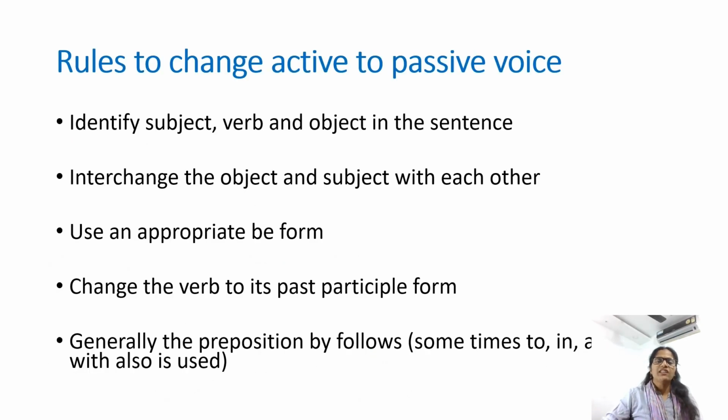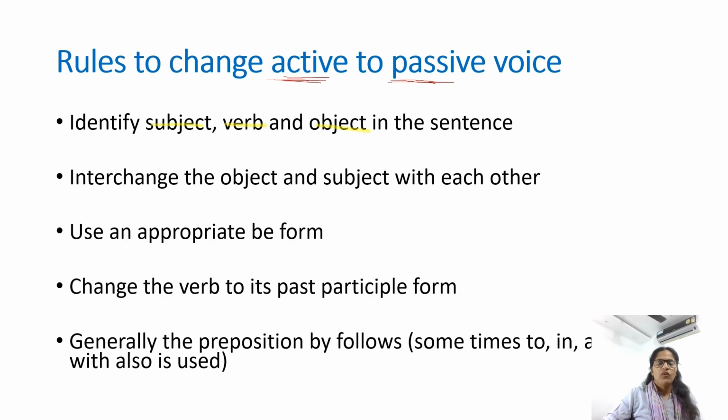To change active to passive voice, we have certain rules. By keeping the rules in your mind, you can change a sentence in active to its passive form very easily. Now, what are the rules here? The first one, in a sentence, you need to identify subject, verb, and object.